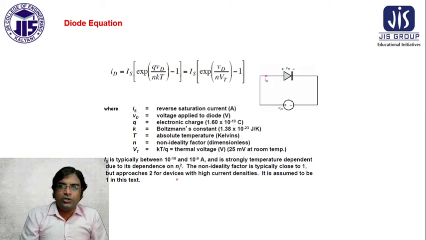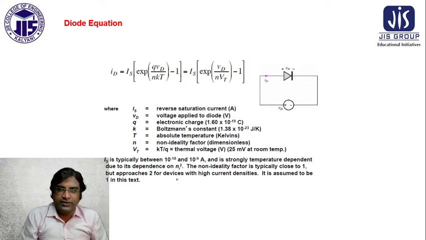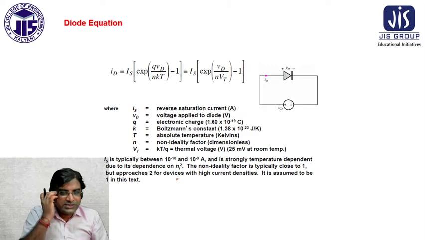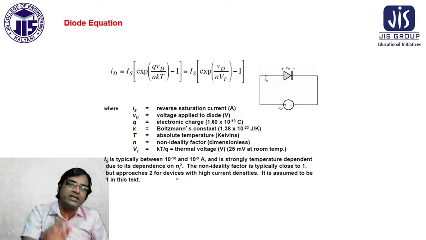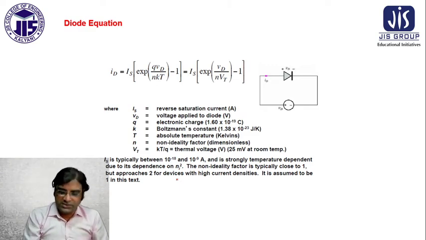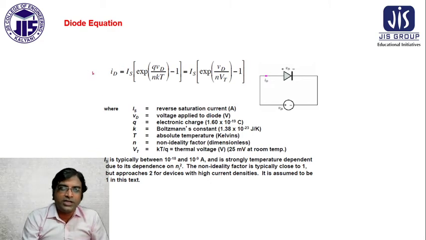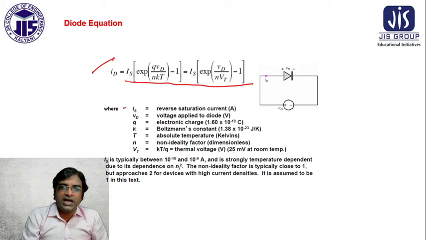Next we go for the diode equation. How this diode equation comes about and all these things, I will explain in the next video. But first we have to know the expressions of the diode equation. In this diode equation, Is is the reverse saturation current, and Vd is the voltage applied to the diode.